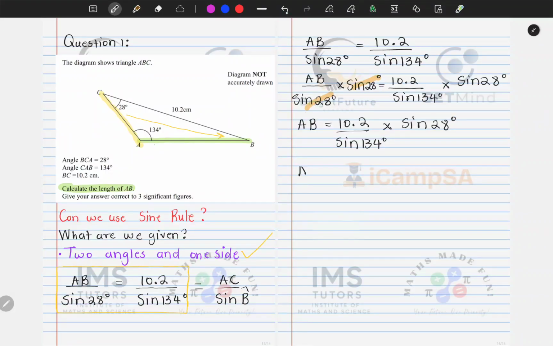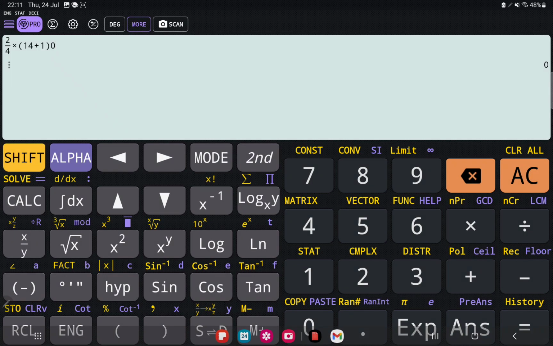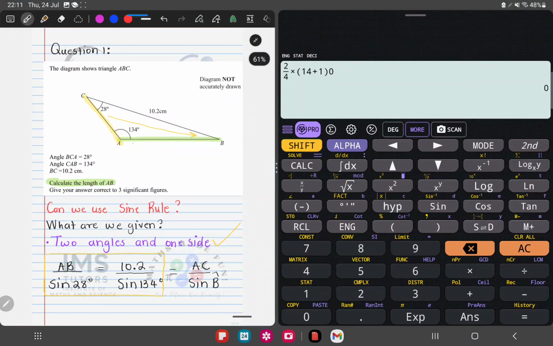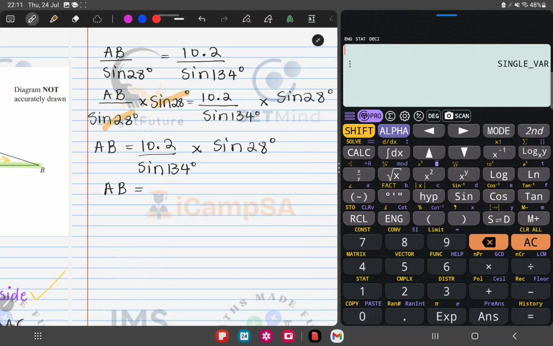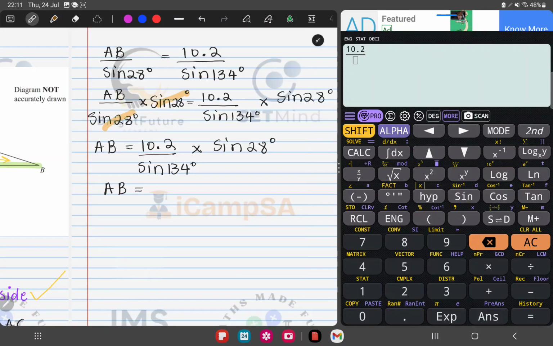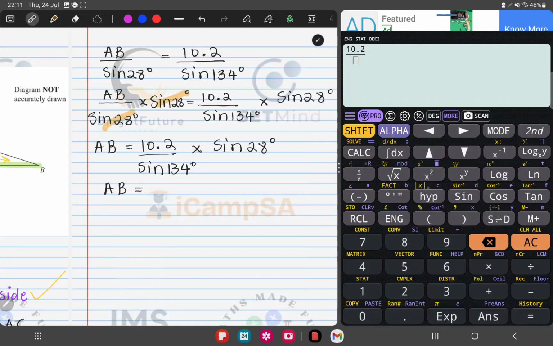So I'm going to use my calculator, and if you look carefully, they said 3 significant figures. For your level of study, we'll just take that as 3 decimal places, okay? So AB will be equal to, I'll quickly pull up my calculator and we'll see what we get. Let's quickly punch in our calculator here. We have 10.2 divided by, I need to make sure that my calculator is in degrees. That's correct. So divided by sine of 134 and then multiplied by sine of 28 degrees.